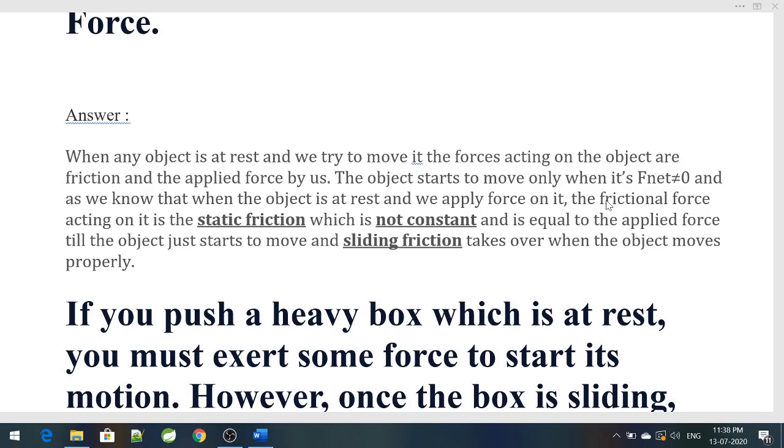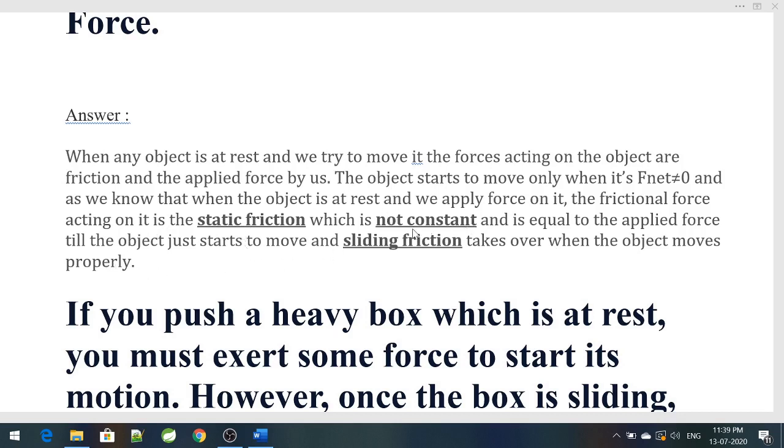It means our force of pushing should be more, so the net force should not be equal to 0. It should be greater. As we know, when the object is at rest and we apply force on it, the frictional force acting on it is static friction, which is not constant and is equal to the applied force till the object just starts to move. Then sliding friction takes over when the object moves properly.